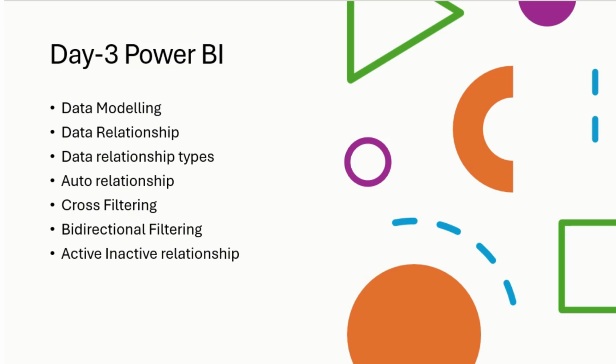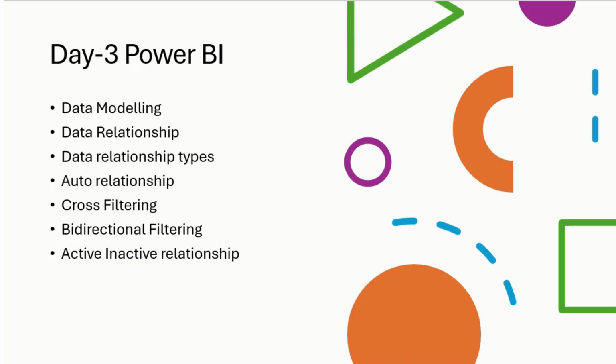In this particular video, I will walk you through data modeling. Basically, what is data modeling in Power BI? Creating a data relationship with the tables or the data we have. What are the relationship types we have? Auto relationship, cross filtering, bidirectional filtering, active and inactive relationship. So let's get started with what data modeling is.